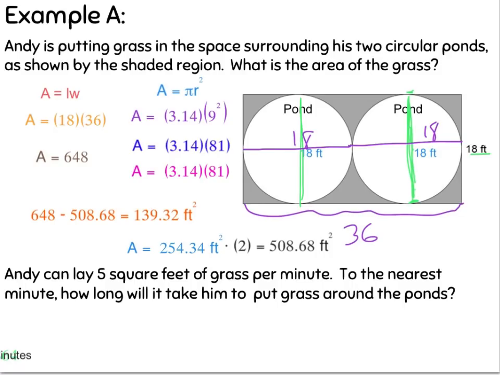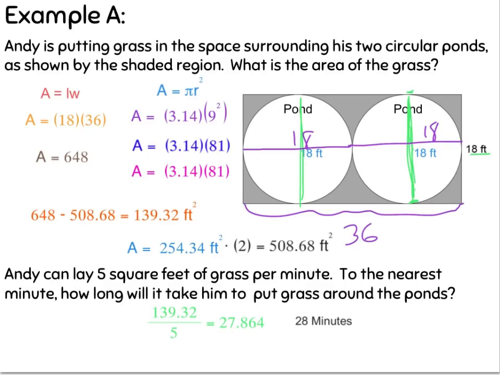of grass per minute. So to the nearest minute, how long will it take him to put the grass around the pond? So I'm going to take my 139.32 feet that needs to be grassed, divide by 5, and that will give me 27.864 minutes. But it said round to the nearest minute, so my 8 is going to make my 7 go up. So it's going to take 28 minutes to put the grass around the pond.